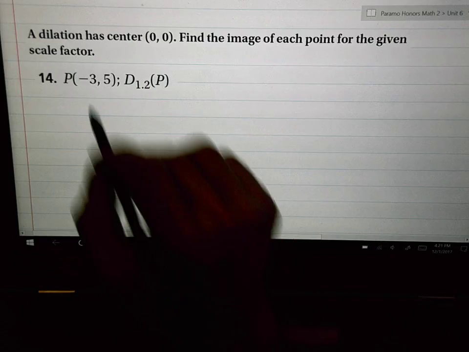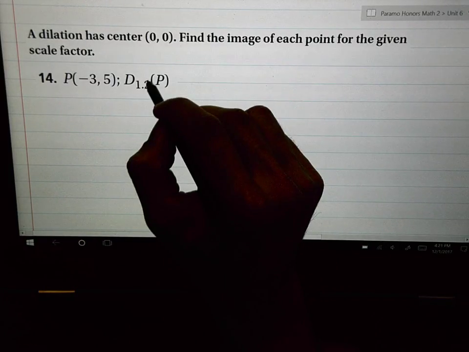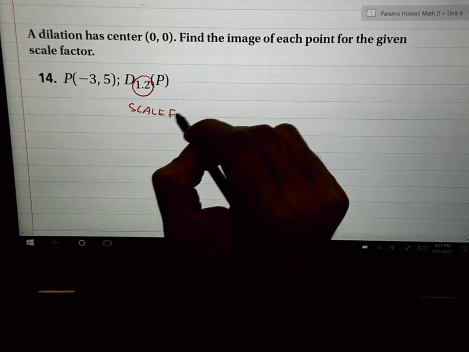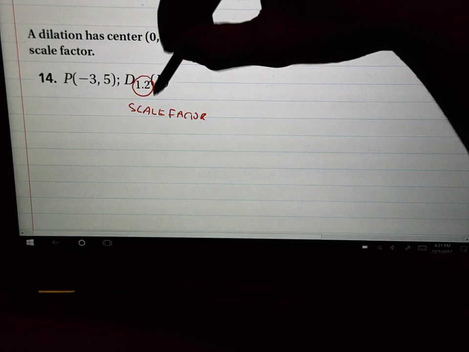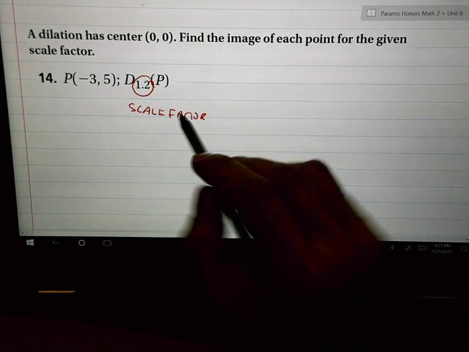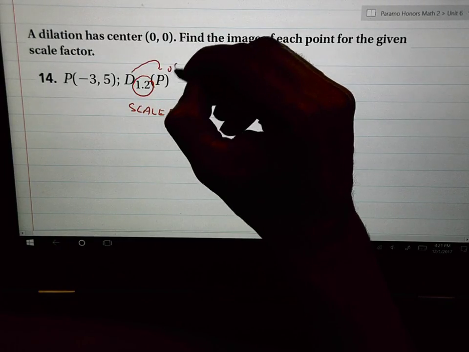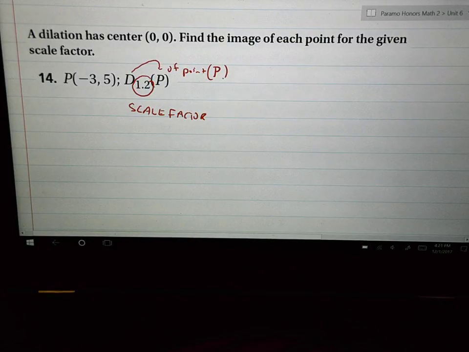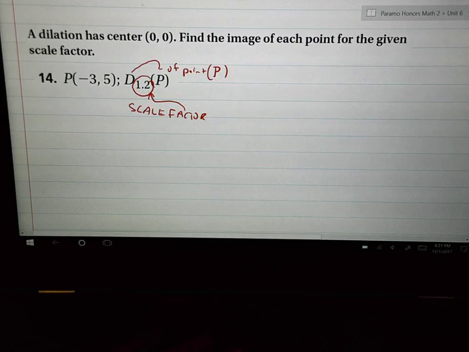If I know that the point P is at (-3, 5), and this is the scale factor, they do something a little differently. They don't put the center here. This is not in parentheses. The P is in parentheses. So what that means is that we're doing a dilation of point P, with a scale factor of 1.2.